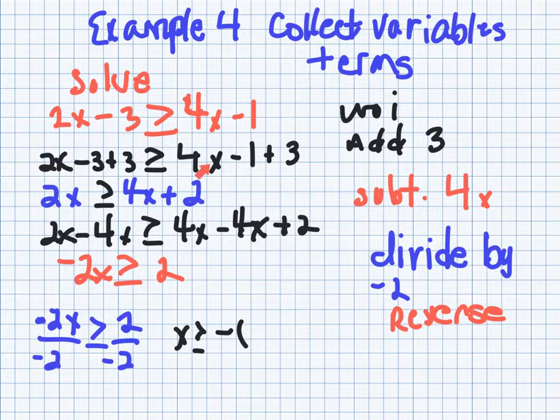After we've worked this one through, we're left with this first part here. We have 2x is greater than or equal to 4x plus 2. Then I subtract 4x from both sides, so then I'm going to end up with negative 2x is greater than or equal to 2. I then divide both sides by negative 2 and reverse my sign, which I did not do there.